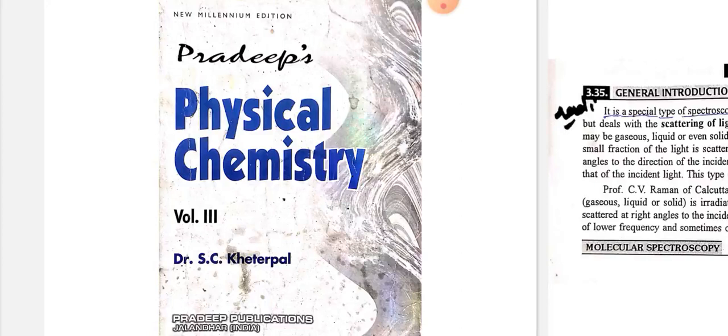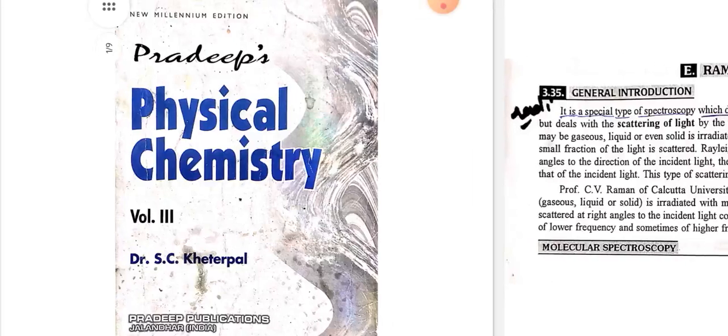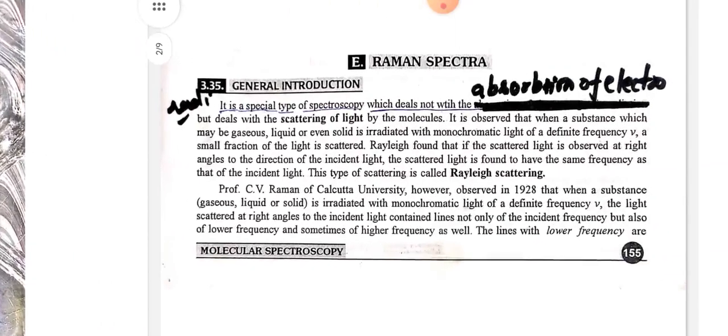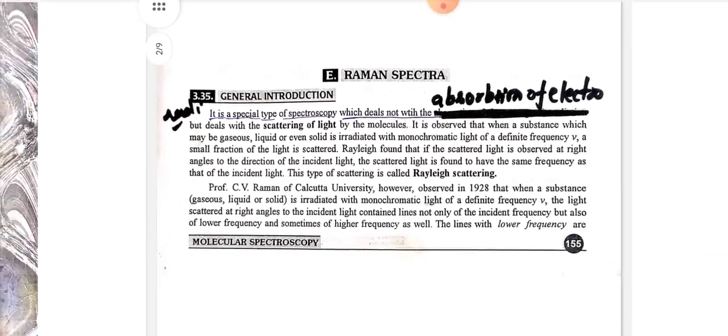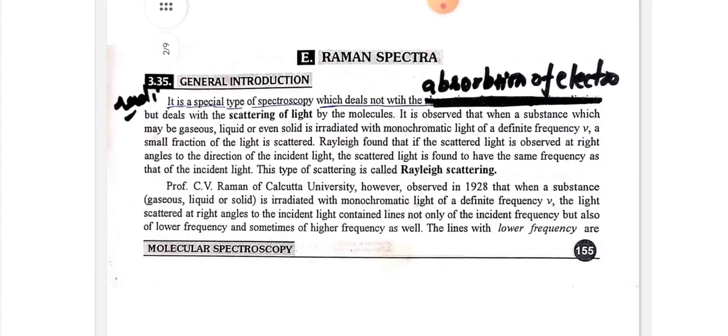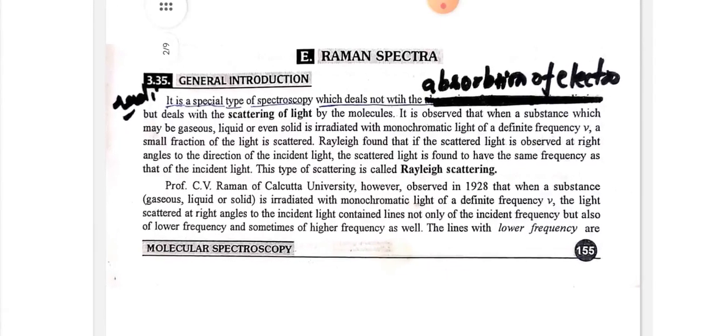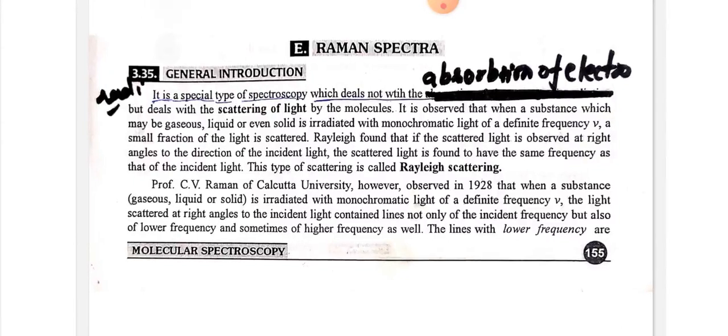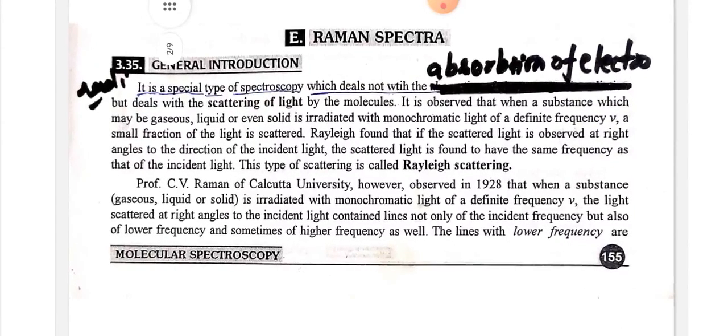Today, I am going to read a chapter for visually impaired students from the book Pradeep's Physical Chemistry, Volume 3, by Dr. K.S. Kheterpal. Of chapter Molecular Spectroscopy, and topic is Raman spectra. General Introduction, Section 3.35. It is a special type of spectroscopy which deals not with the absorption of radiation but with the scattering of radiation by the molecules.